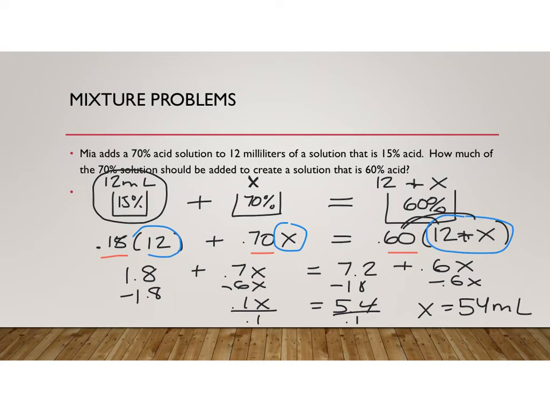So that would be the amount that is added. That's this X right here, the amount that's added. So when we're done, we're having 12 plus 54. This would actually be 66 milliliters of a 60% solution.